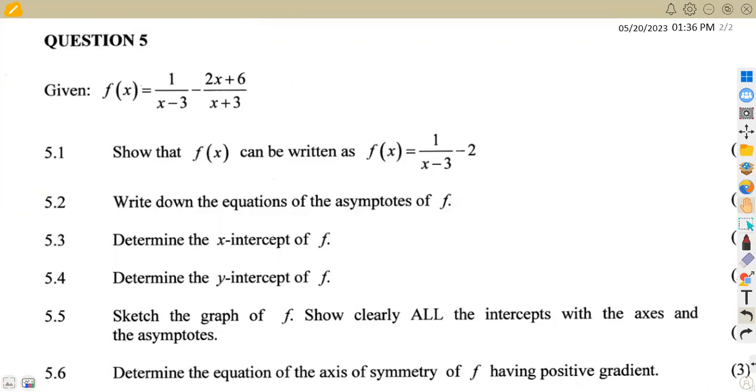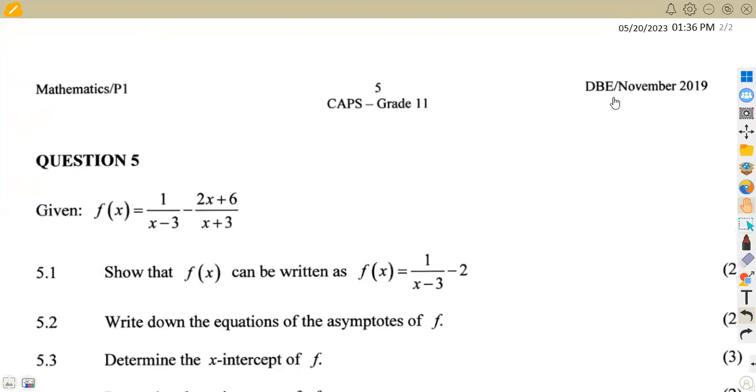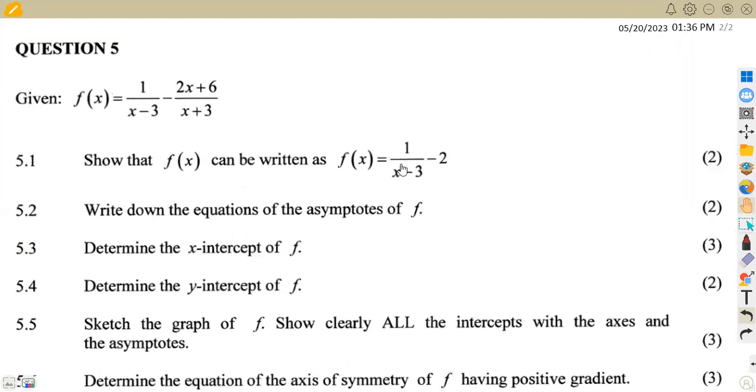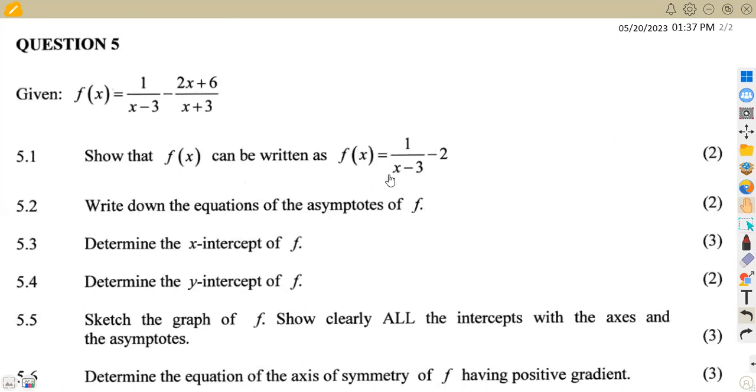In this case, we are going to be focusing on functions revision from the question paper of November 2019. That's the question that you're going to be working on. Question number 5, which was actually on a hyperbola.